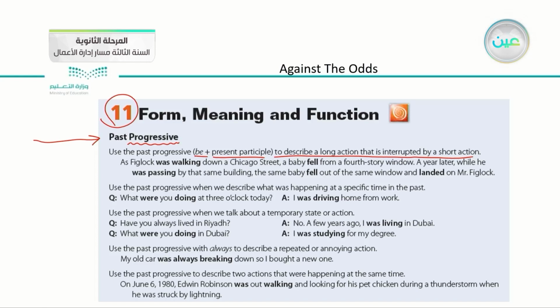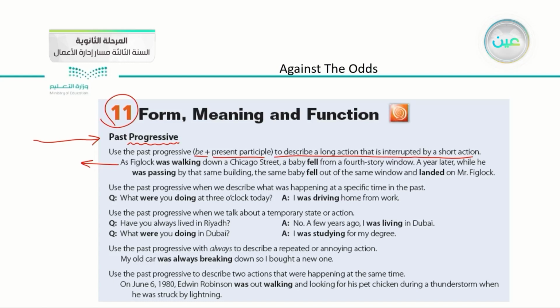For example, as Mr. Figlock was walking down a Chicago street. This is a long action. He was walking. That takes a long time. A baby fell from a fourth-story window. This is the interruption that happened to the long action. As Mr. Figlock was walking down a Chicago street, a baby fell from a fourth-story window.